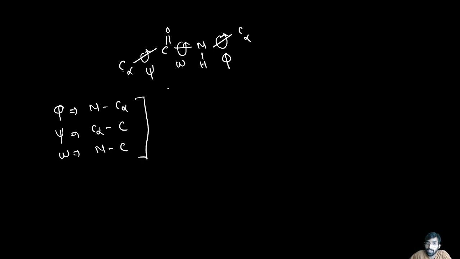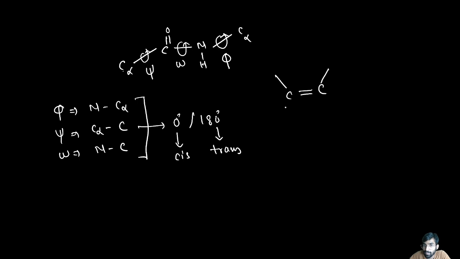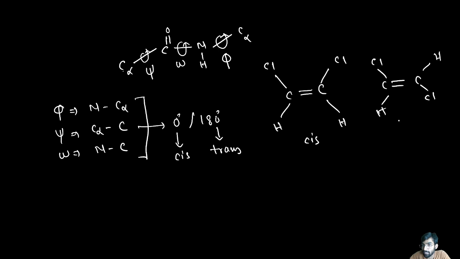Remember this thing. The omega value is 0 or 180: 0 for cis, 180 for trans. In most peptide bonds, it's 180. We know the concept of cis and trans, right? Suppose there are two bonds here, and the highest priority groups, suppose H, H, Cl, Cl, on the same side, this is called cis. The same thing, with Cl here and H and H on the opposite sides, that's called trans.